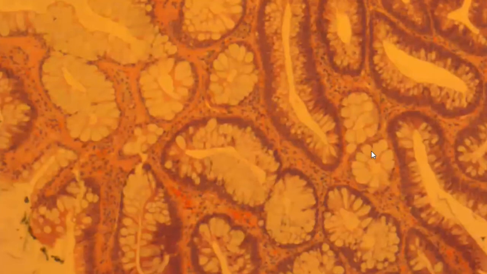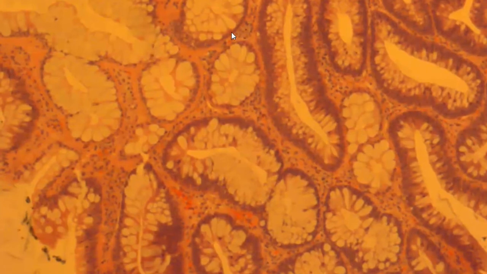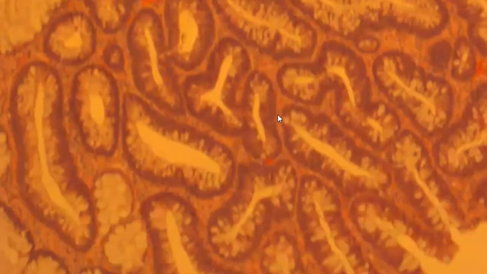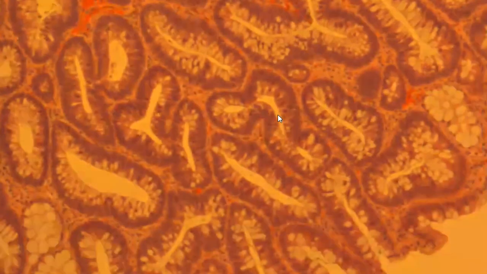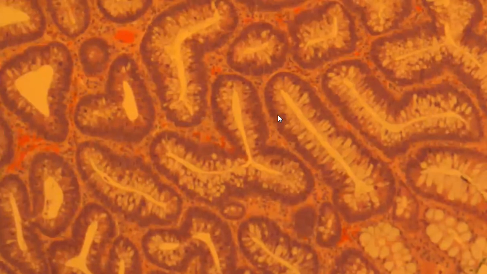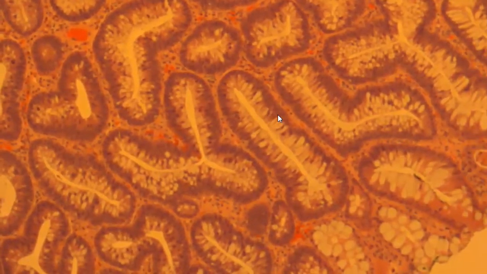So we are now at the 10x. Just here, this is a great example of the difference in how the normal crypt will look. All the nuclei are very basal here. They are not evident. And here the nuclei are apparent. So let's go through this again, and I will go to a higher power to see whether we have any loss of polarity or any cellular or cytological features of dysplasia or not.